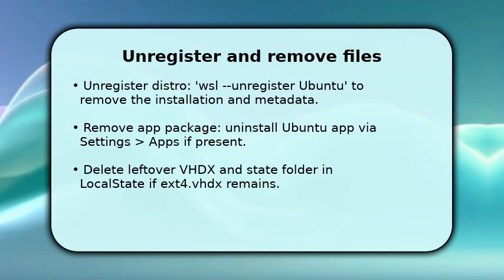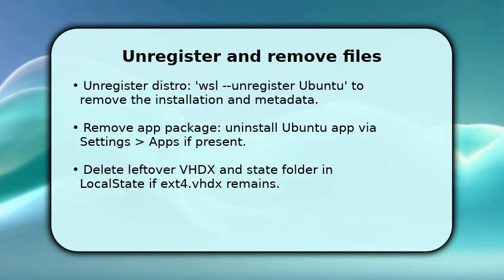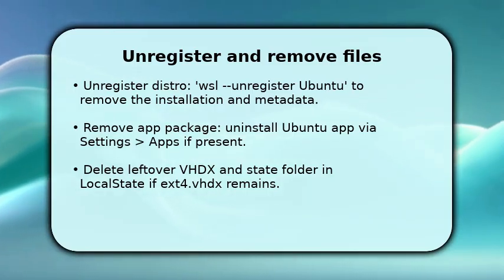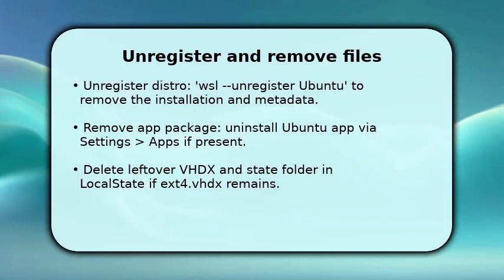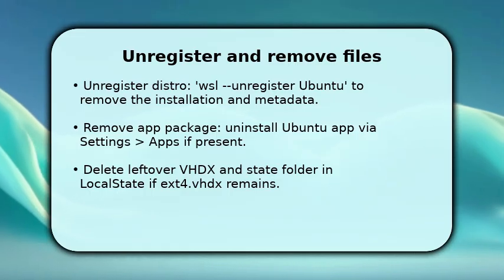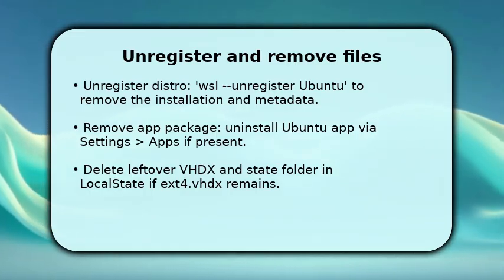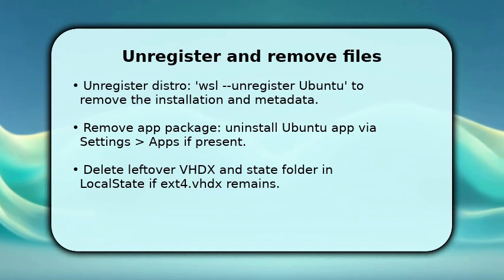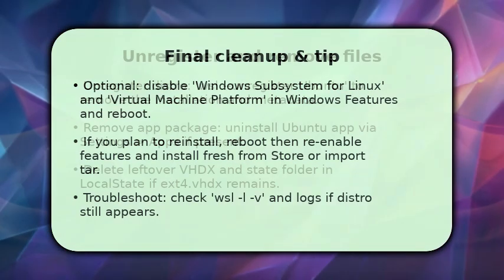Next, open Settings, Apps, and uninstall the Ubuntu app entry if it still appears. This clears the store package. Then inspect %localappdata%\Packages for the Ubuntu package folder and delete LocalState\ext4.vhdx and any leftover files to free disk space. Finish by optionally turning off WSL features if you want a full uninstall.